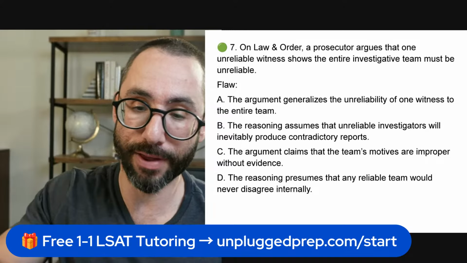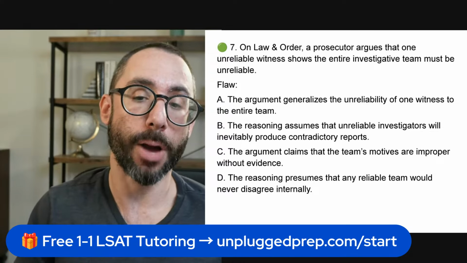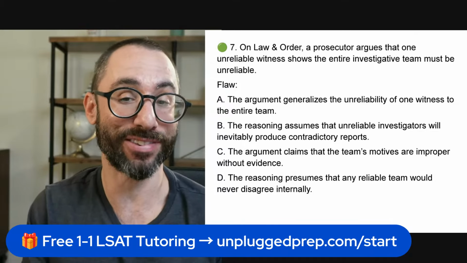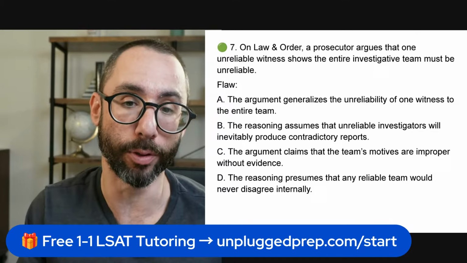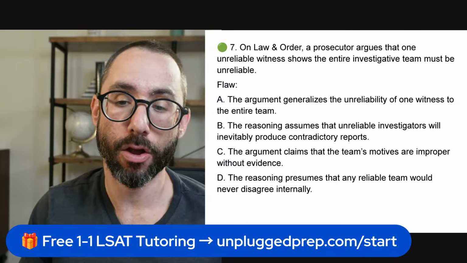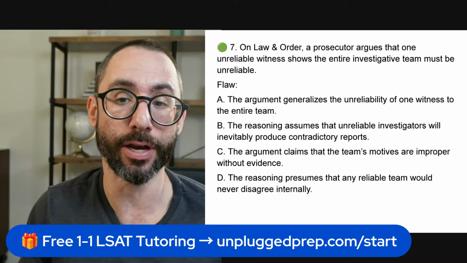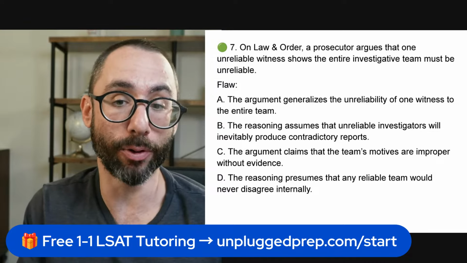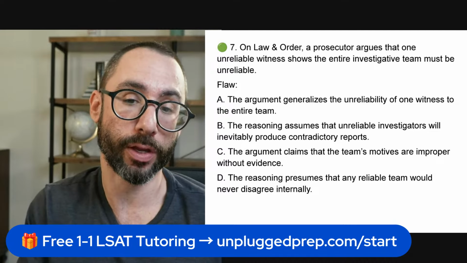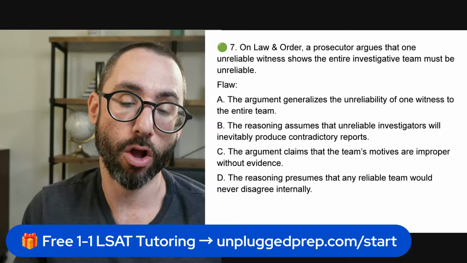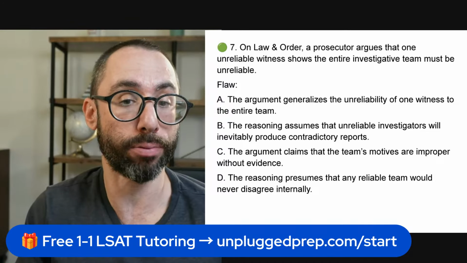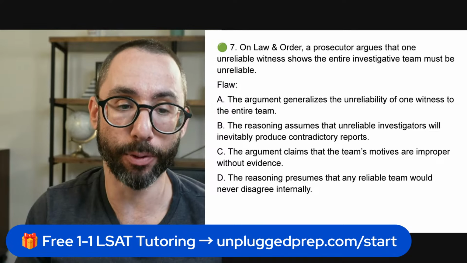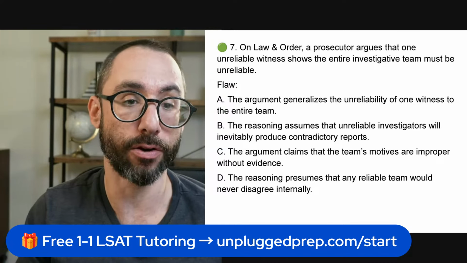On to number 7 now. On Law and Order, a prosecutor argues that one unreliable witness shows the entire investigative team must be unreliable. What is the flaw? A, the argument generalizes the unreliability of one witness to the entire team. B, the reasoning assumes that unreliable investigators will inevitably produce contradictory reports. C, the argument claims that the team's motives are improper without evidence. Or D, the reasoning presumes that any reliable team would never disagree internally.